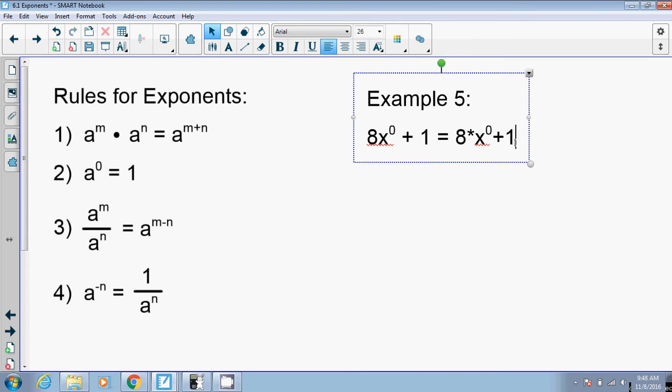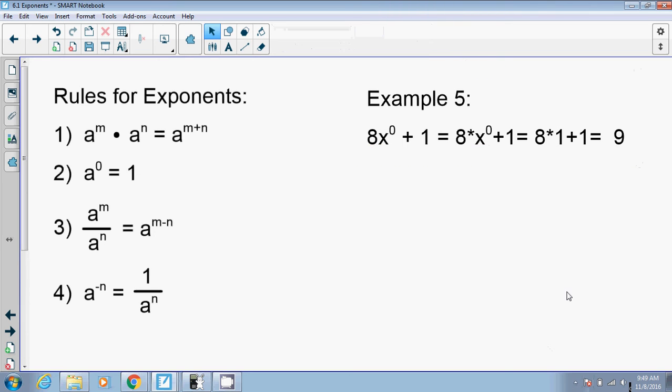Now again, we use these properties of exponents. Any value or any base raised to the 0 power gives me 1. So really here I have 8 times 1. But then I have my plus 1. Again, simple math. 8 times 1 is 8. 8 plus 1 is 9. So if I'm trying to simplify 8x to the 0 power plus 1, I get 9.